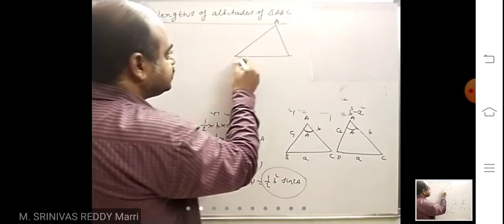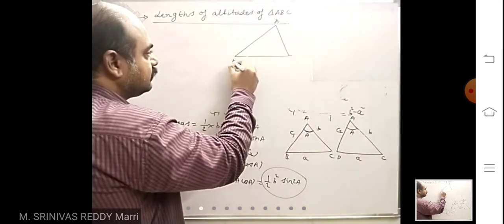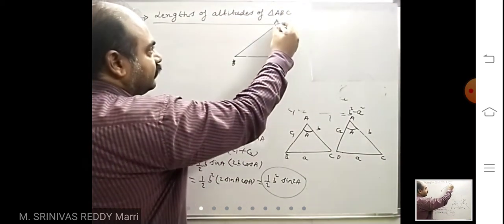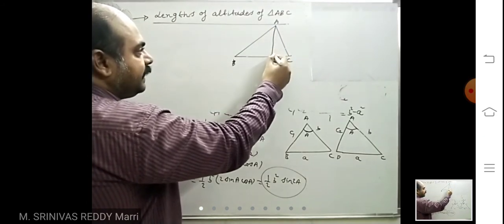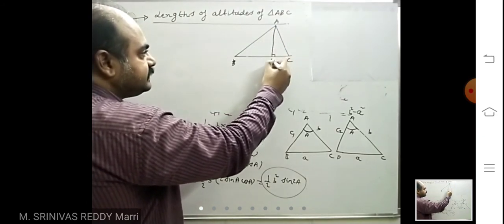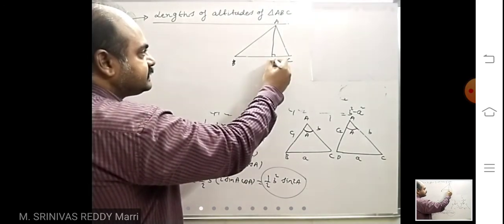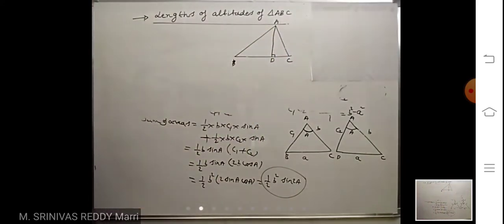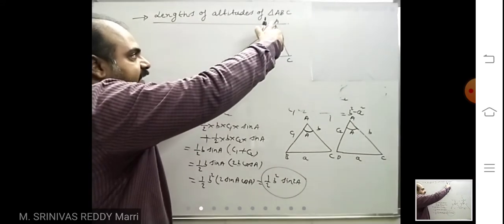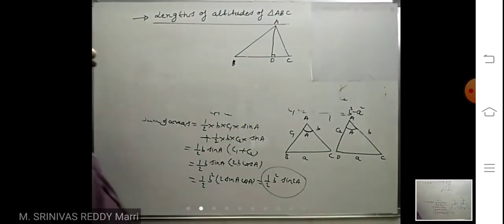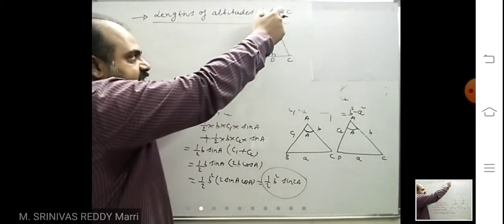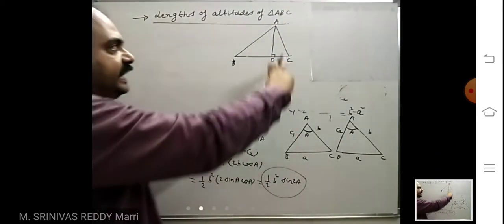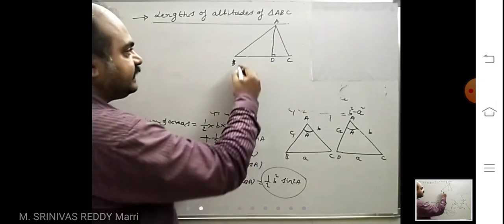Right? So this is A, this is B, this is C. Look at this AD. It is called, drop a perpendicular from A upon BC. The point where it meets, this AD is called altitude. Length of the altitude means this AD is called length of the altitude passing through A. That means this is the altitude passing through A. This AD is called length of the altitude.